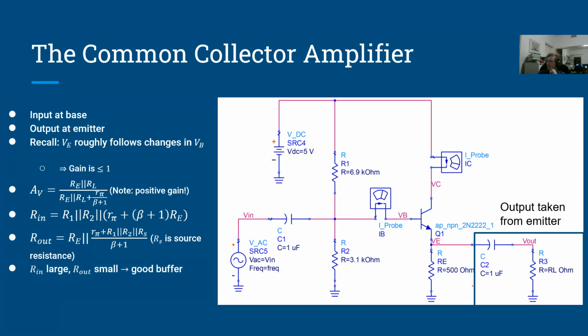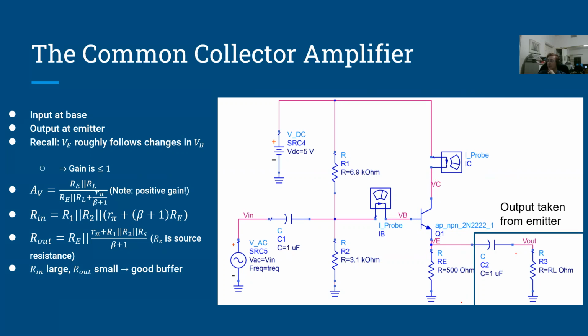The topology is kind of similar to the common emitter amplifier. So I just copy and pasted the circuit we had from the last lecture on the common emitter amplifier, except I removed the output on the collector and moved it to the emitter. That's the only thing I changed.